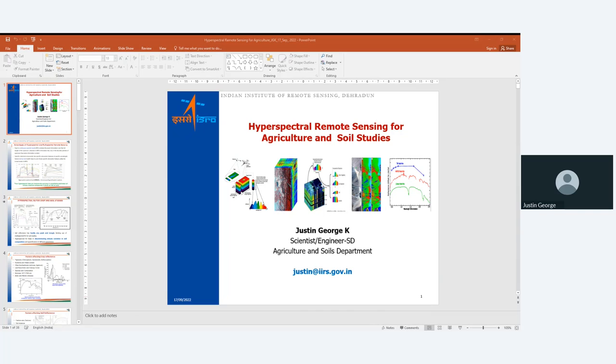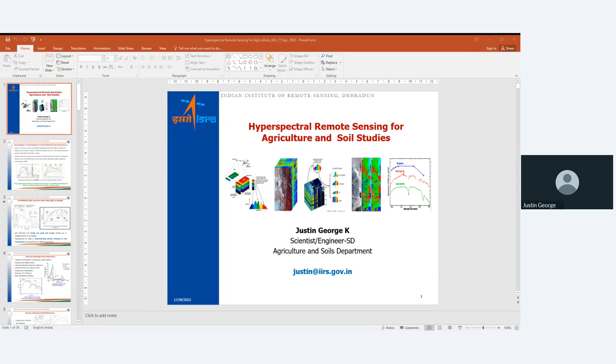Sir, I'm really sorry to say that hyperspectral remote sensing is still in the development stages in our country. It's not because our researchers are not capable. The main issue which hinders the development of hyperspectral research, carrying forward the research and developing certain products, is mainly the non-availability of the data on a continuous basis.